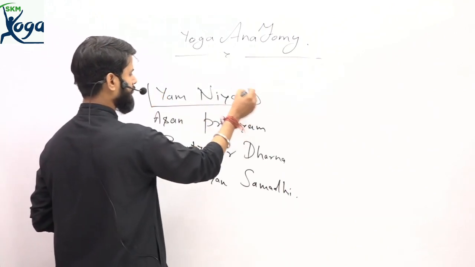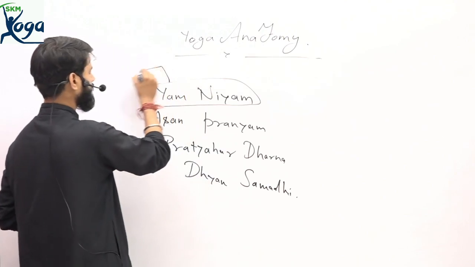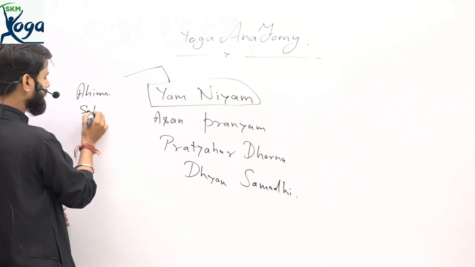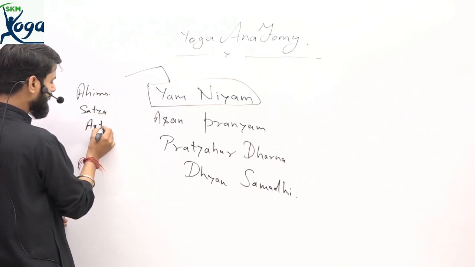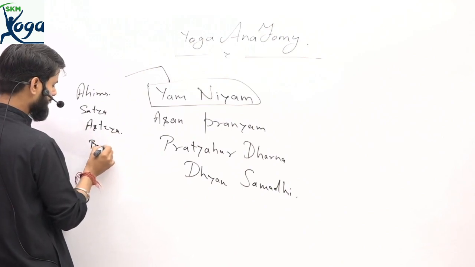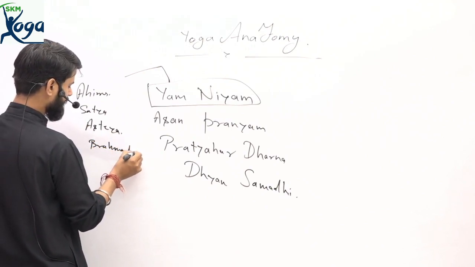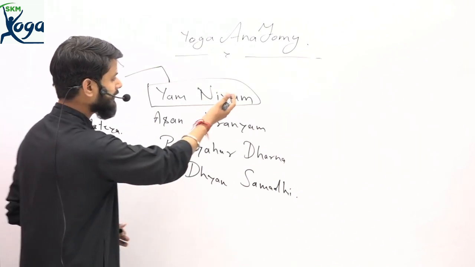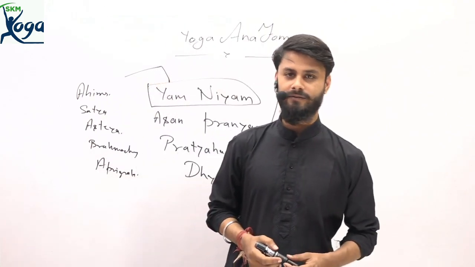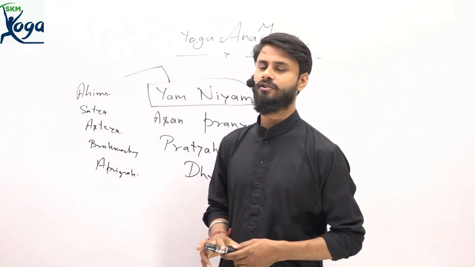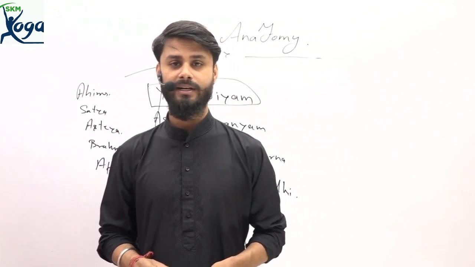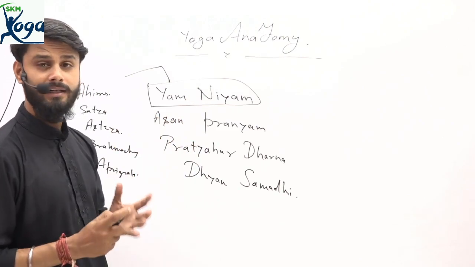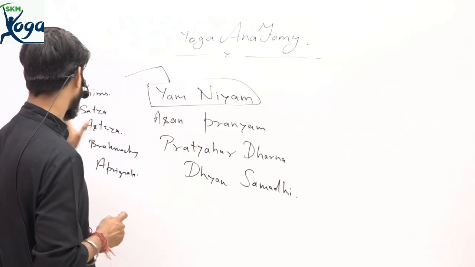Yam basically means ahimsa, satya, asteya, brahmacharya, and aparigrah. Similarly, Niyam also consists of 5 major observances, that is Shauch, Santosh, Tap, Swadhyay, Ishwar Pranidhan, and all. So these two are majorly covered by the anatomical perspective. How? That's what we will learn.